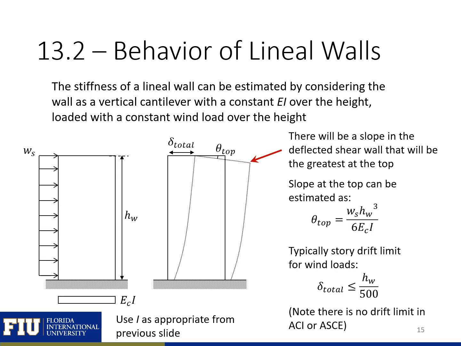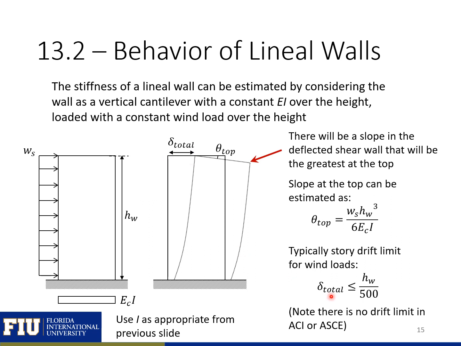The stiffness of a lineal wall can be estimated by considering the wall as a vertical cantilever with a constant EI over the height, loaded with a constant wind over the height. In actuality, the wind won't be applied as a constant load over the height of the wall, but just for simplicity, we'll assume it is here. So there will be some slope in the deflected shear wall that will be the greatest at the top, this delta top. And we'll use this to help to approximate the total drift that we have.